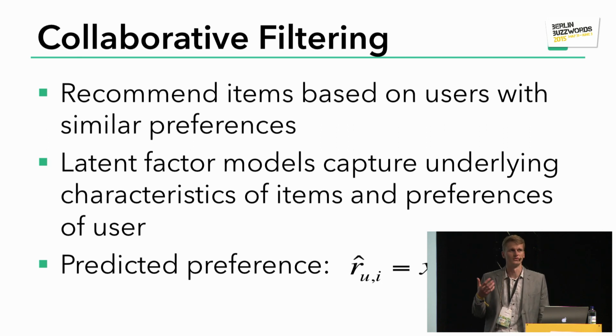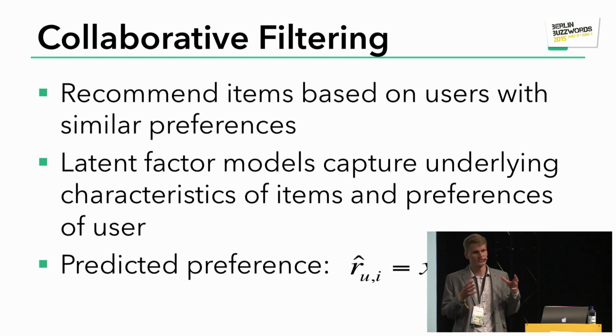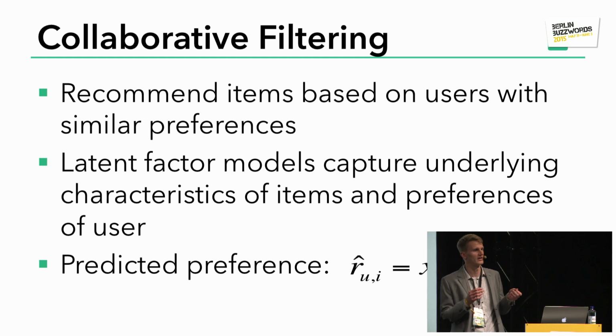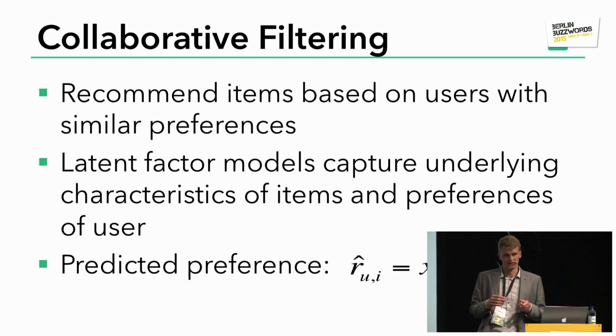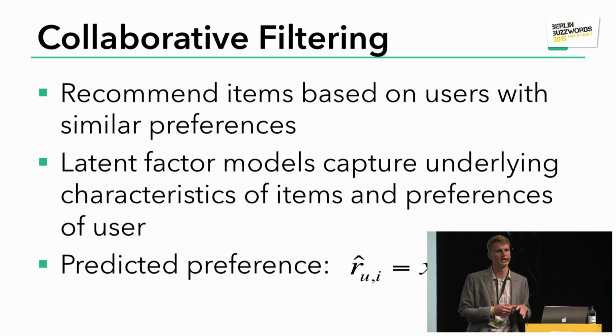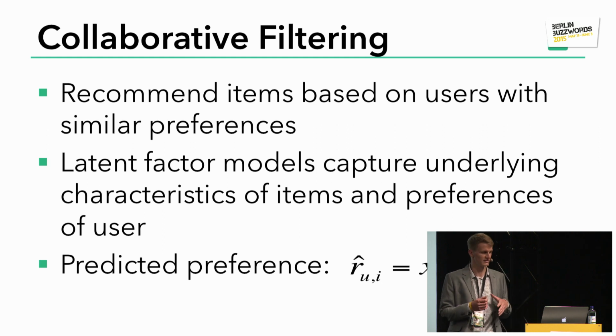The idea, a little bit more abstractly, is that if you want to recommend items for user A, you look for users who have shown a similar consumption behavior in the past. And based on what this group of people has consumed, you can then make recommendations to user A.